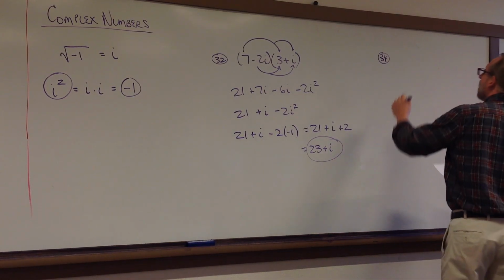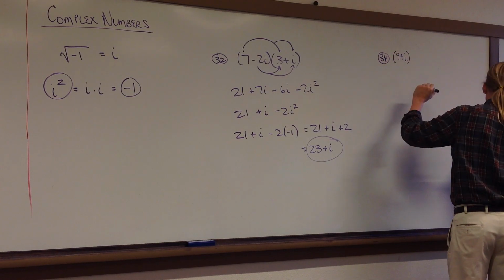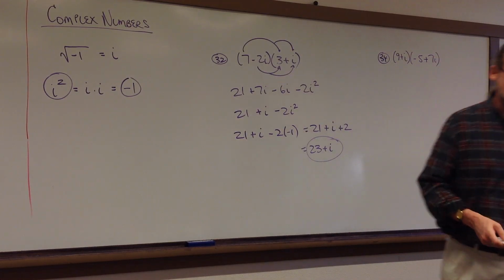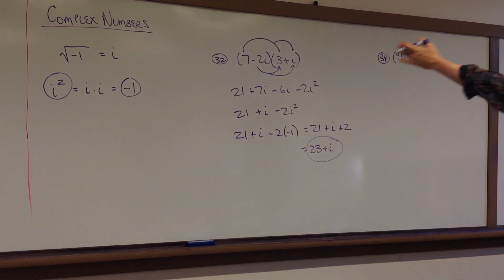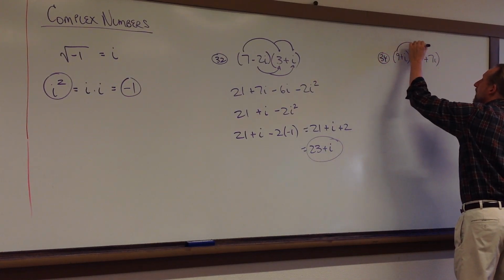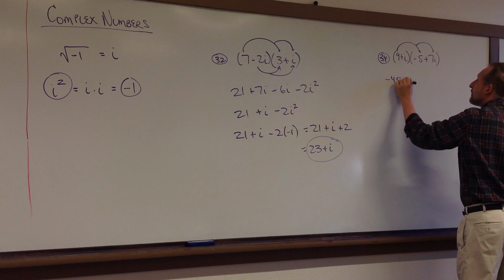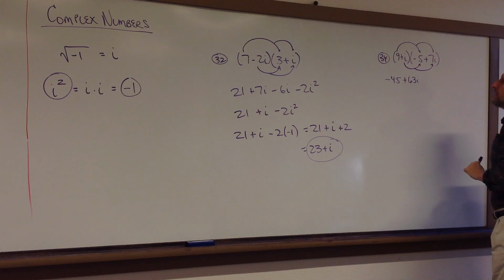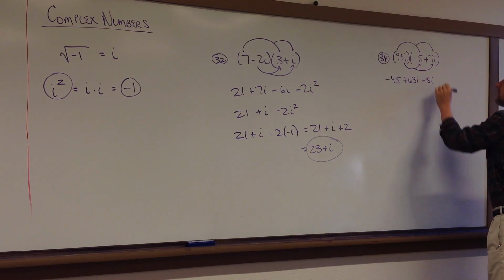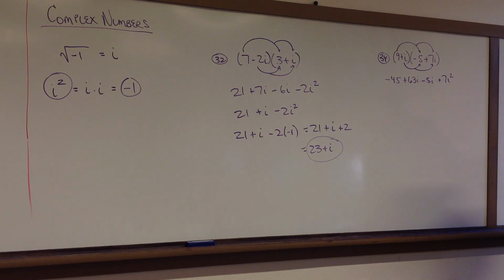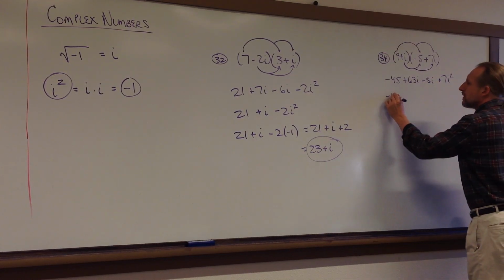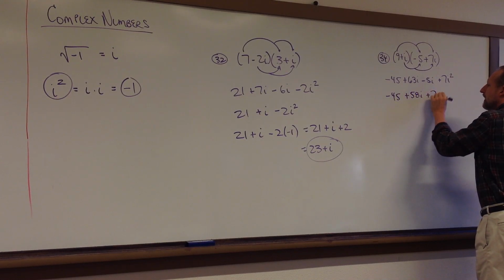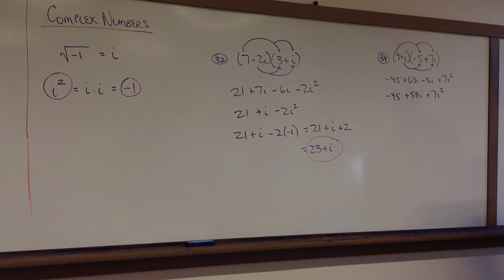Problem 34, 9 plus i times negative 5 plus 7i. Okay, so we're going to do the same thing we did in problem 32. We're going to distribute the 9 here and here, get negative 45 plus 63i, and then distribute the 1i there and there. That'll give us minus 5i plus 7i squared. So, combine our like terms in the middle, negative 45 plus 58i plus 7i squared.